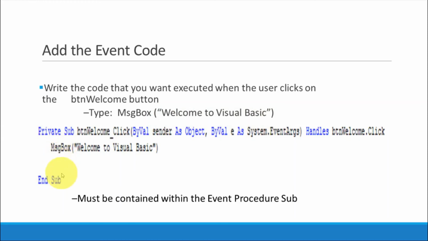This type of procedure will look like this: Private Sub, button name, event name, and inside this procedure we write MessageBox welcome to Visual Basic. This message function will display a message box in which 'welcome to Visual Basic' is written, and it must be contained within the event procedure Sub. See, this is the event procedure Sub and End Sub, and the coding is within the Sub.